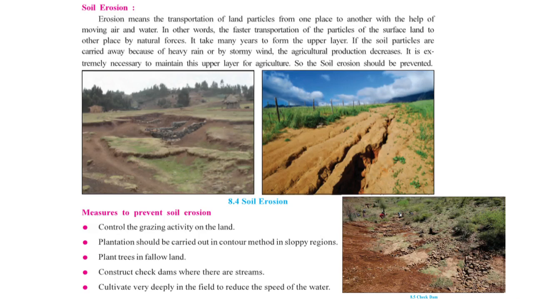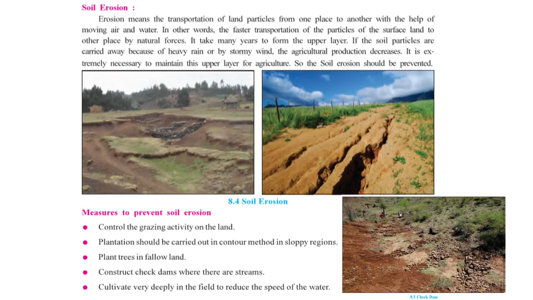If the soil particles are carried away because of heavy rain or by stormy wind, the agricultural production decreases. Yes, because the entire agriculture is dependent on soil. It is extremely necessary to maintain the upper layer of agriculture so that the soil is protected. If you want agriculture, simple as that, you require very good quality soil. So the next topic we have is measures to prevent soil erosion.